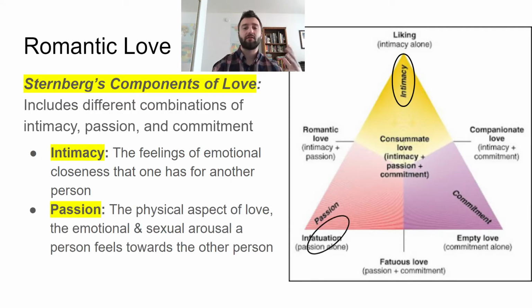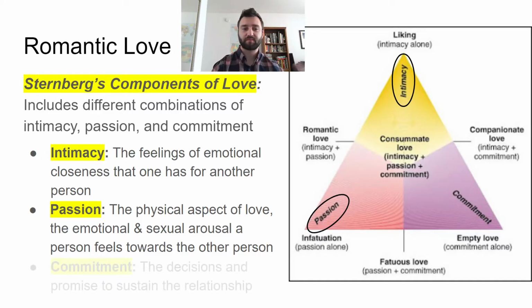We also have passion. Passion is the more physical aspects of love. So it's also emotional, but the emotional and sexual arousal a person feels towards another person. When we just have passion, we tend to be infatuated with someone. If you have somebody that you're infatuated with, it might be like this really passionate crush that you have on someone. That would be an example of passion and infatuation.